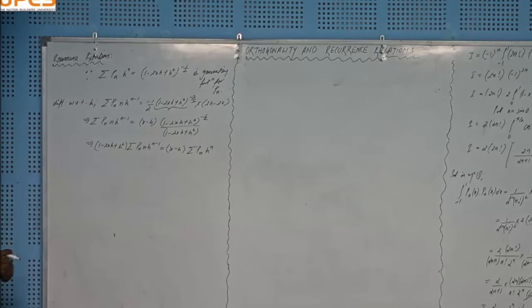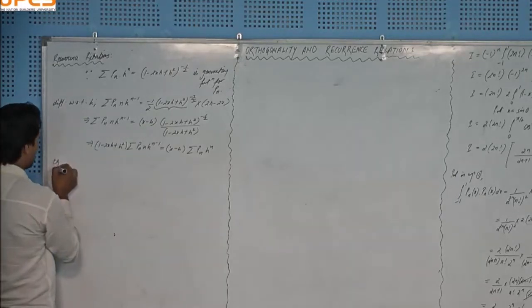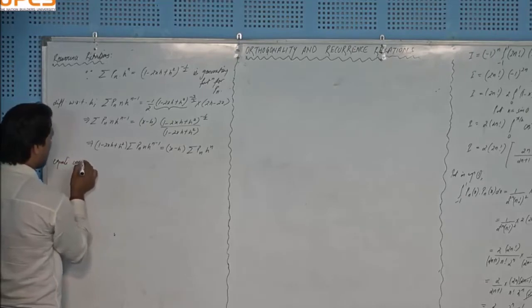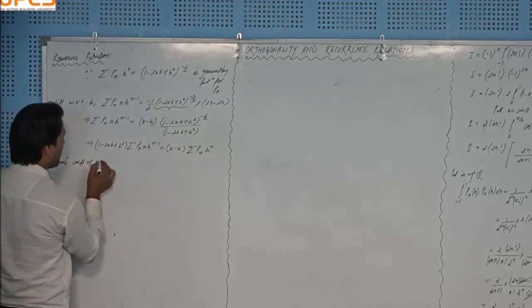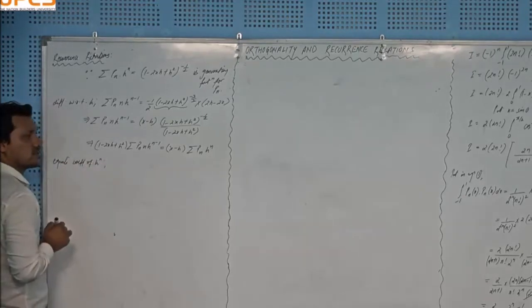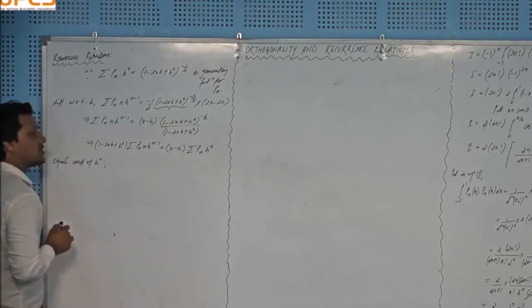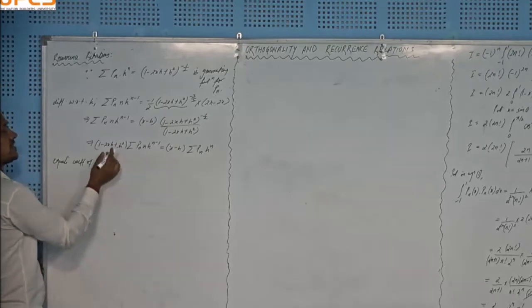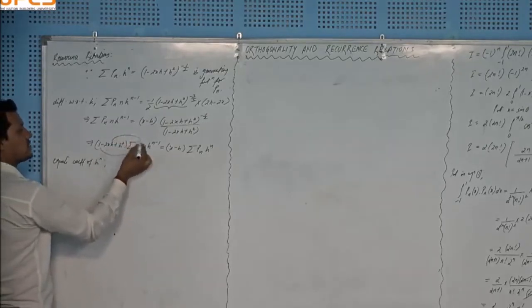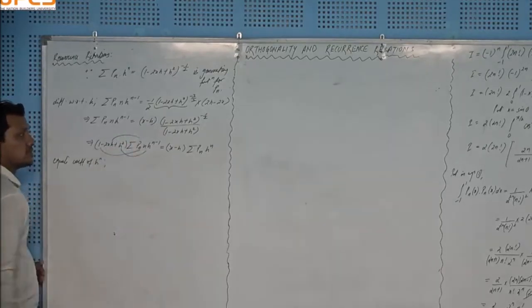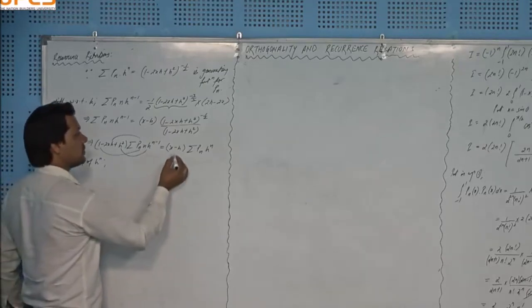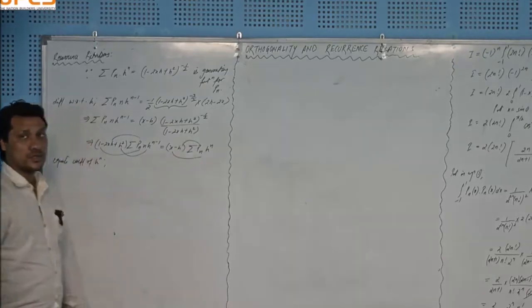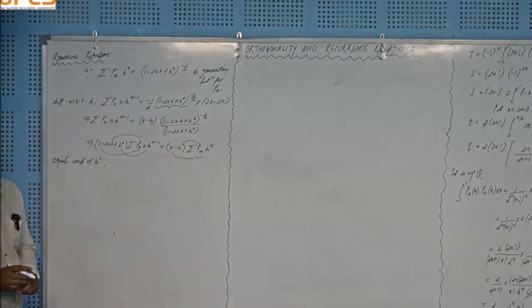So now what I will do, I will equate the coefficients of h to the power n on both sides. So be careful at this point. How many terms are there on the left hand side? 3 terms. First is this thing, second is this term, and third is again this, 3 terms. On the right hand side we have 2 terms, 1 and 2. So in each of these terms there will be a summation.